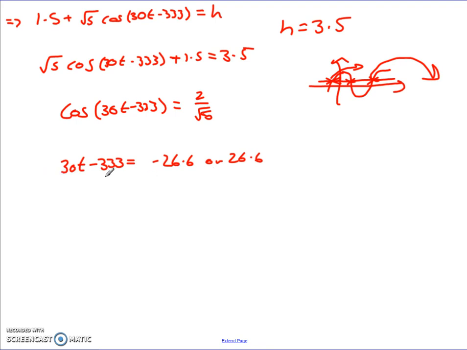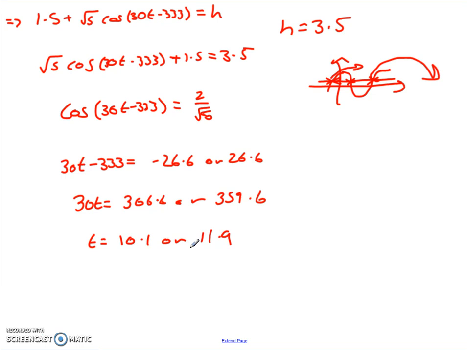So 30t minus 333 is equal to these two. Add on the 333, I get that 30t equals 306.4 or 359.6. Divide both by 30, I then get that t equals 10.1 or 11.9. So I've got two answers there, perfect.